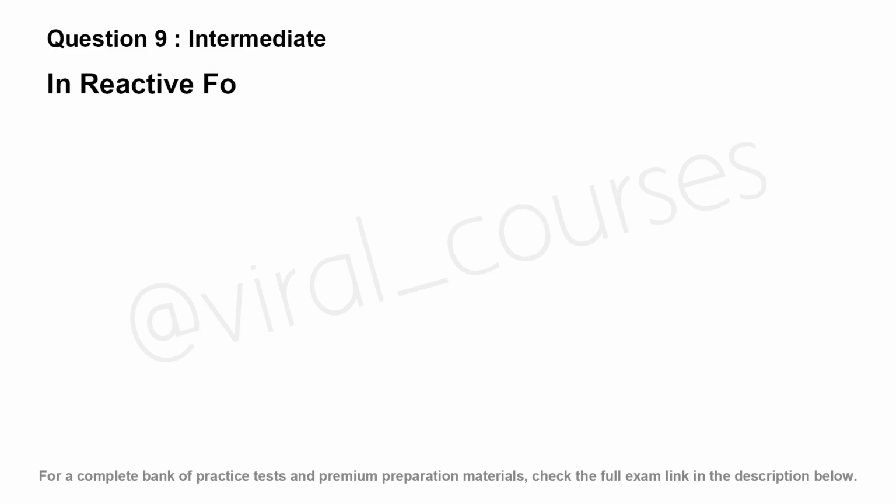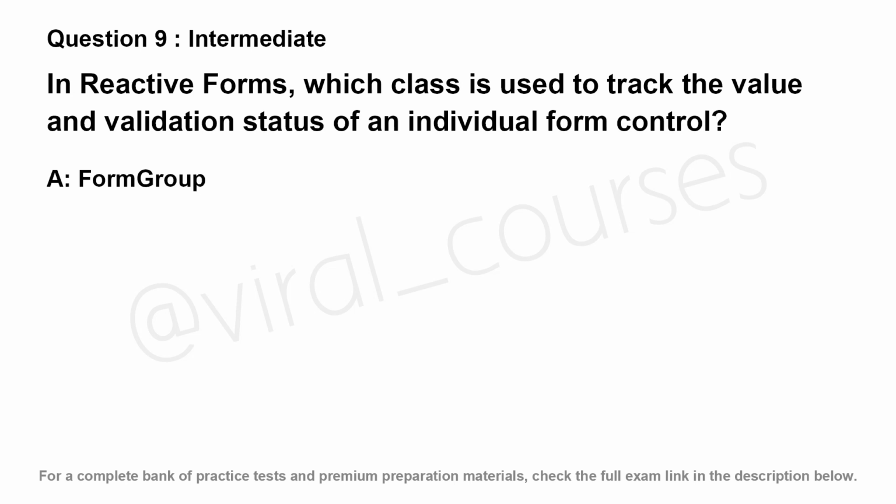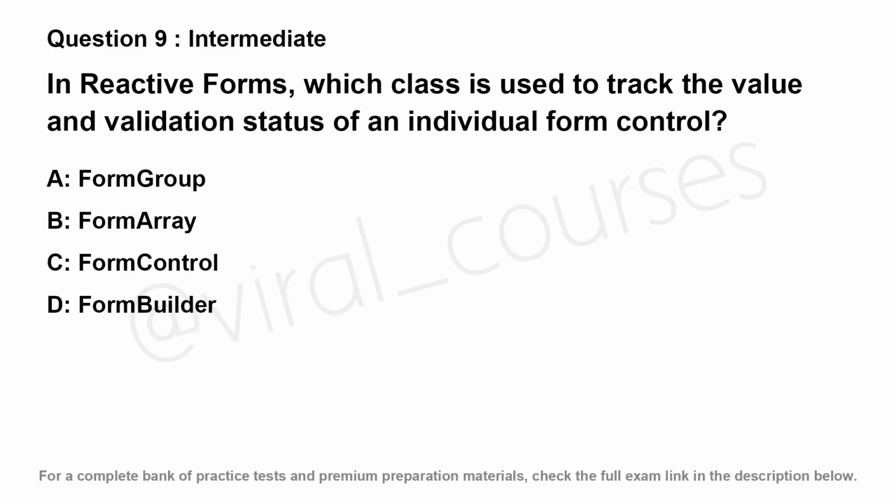In reactive forms, which class is used to track the value and validation status of an individual form control? Option A, FormGroup. Option B, FormArray. Option C, FormControl. Option D, FormBuilder.